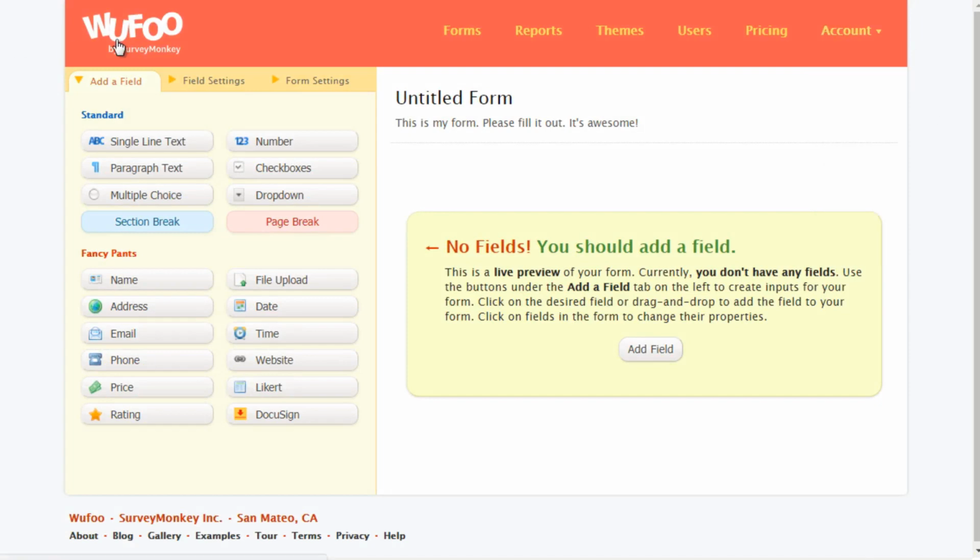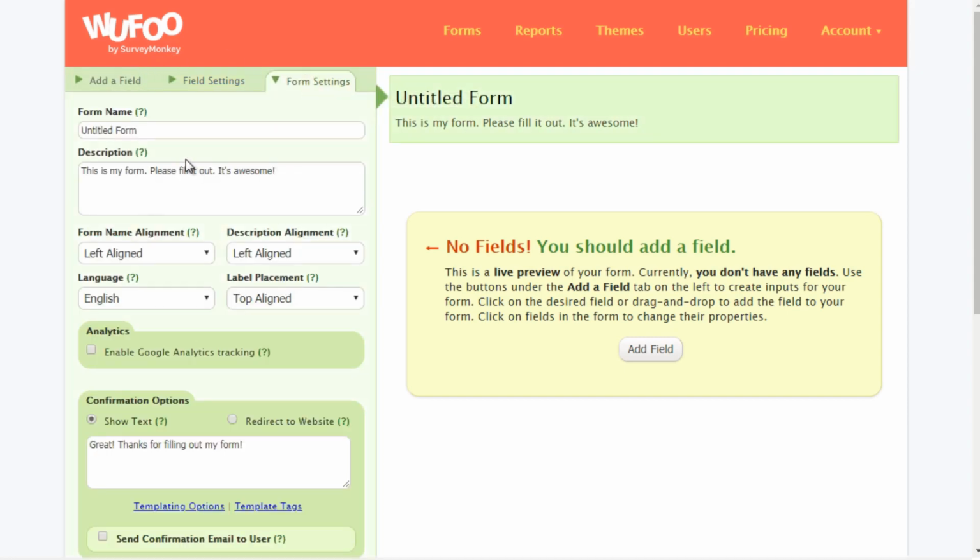Okay, so wufoo.com is actually owned by surveymonkey.com, but we're using Wufoo here. And if you go here, you create a new form, you should see this page. Now, by default, you can edit the form settings, and that simply allows you to change the design, the alignment, and the form name and all that.